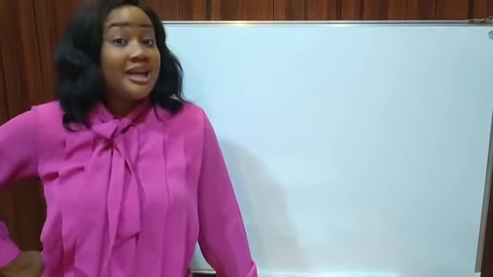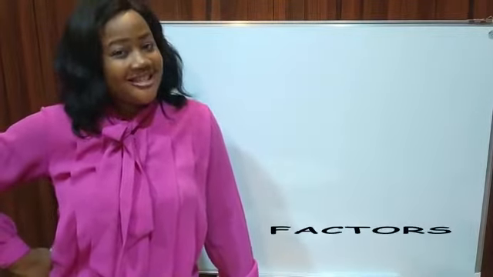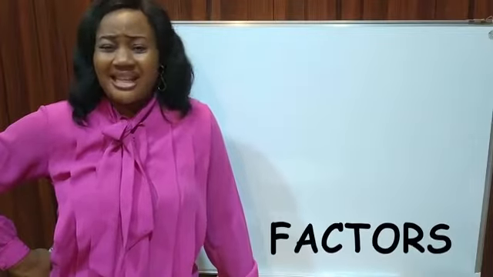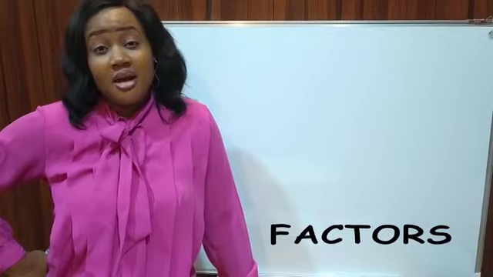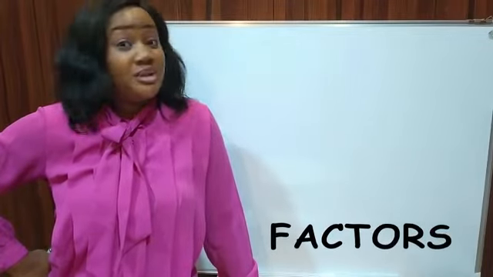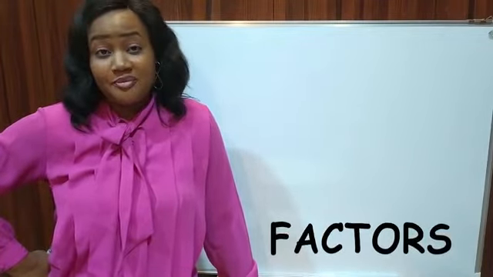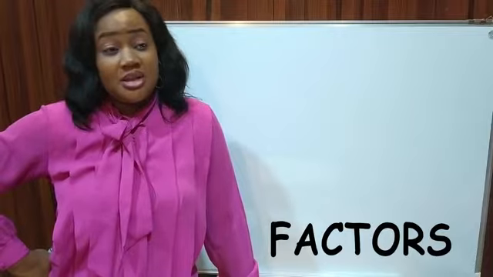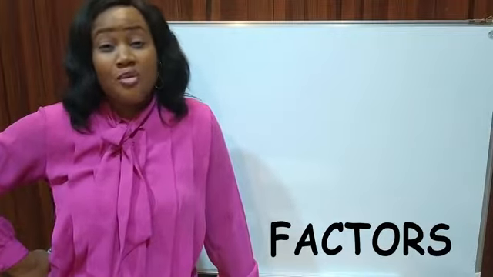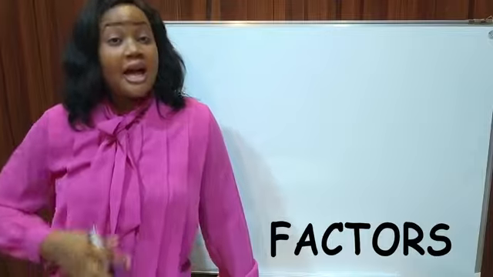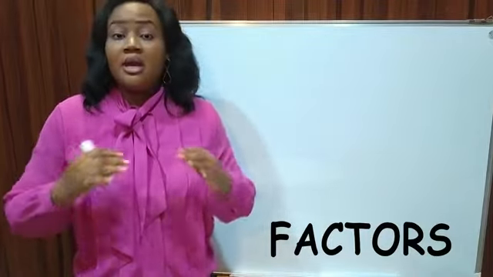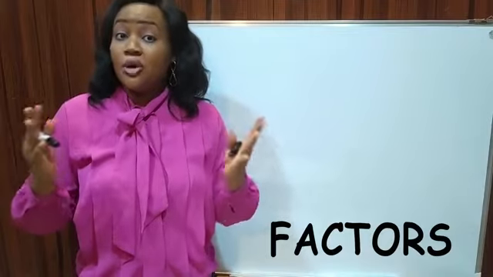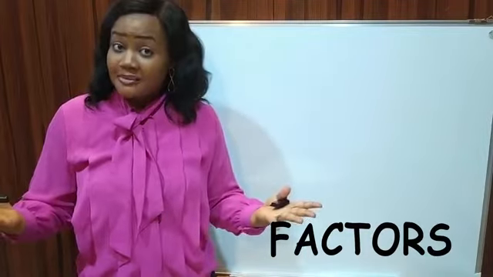In this video, we'll be learning about factors. So what exactly is a factor? I like to call them multiplicative babies of bigger numbers. So basically, a factor of a number, or of a big number, are those numbers that when you divide the bigger number by them, you get a whole number without remainders.